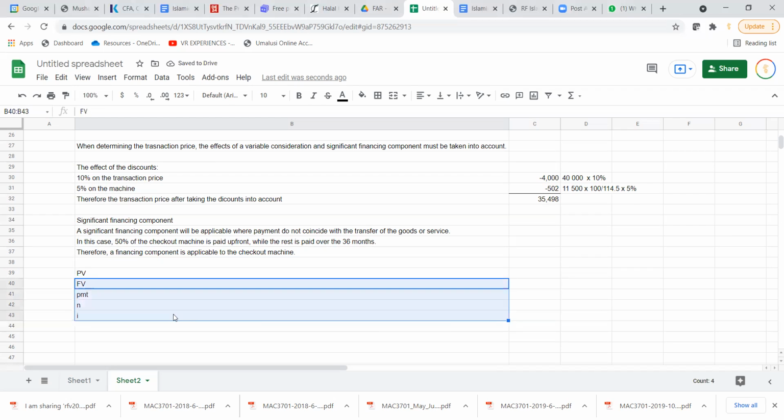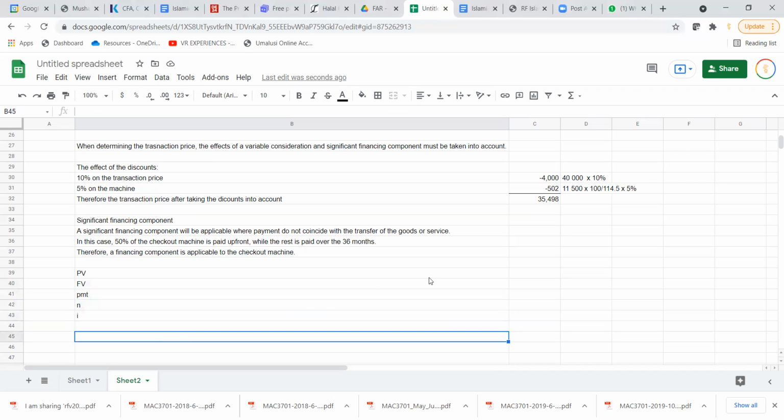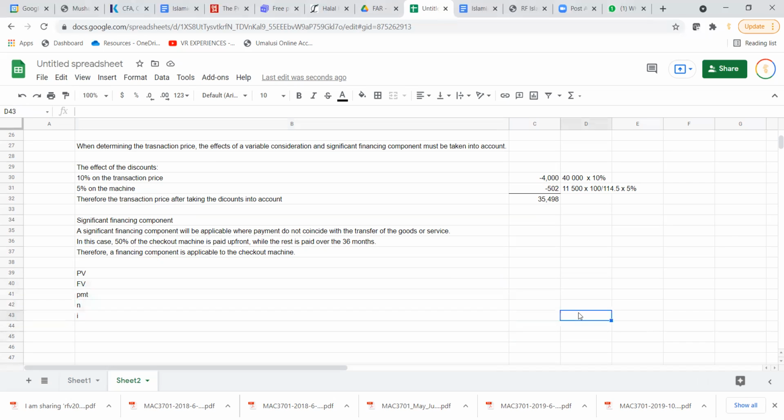So only 50% was paid up front. So therefore, only 50% is a financing component. So let's work out N. The rest was not paid immediately, so therefore it's over a 36-month period. So N is 36.